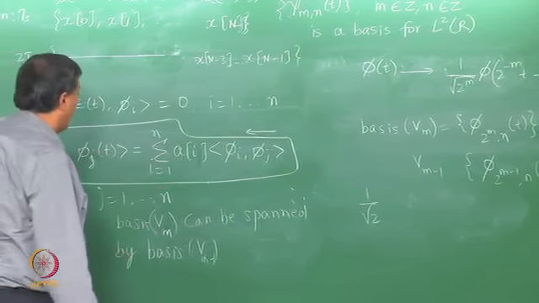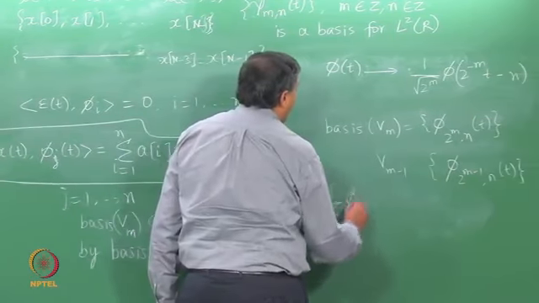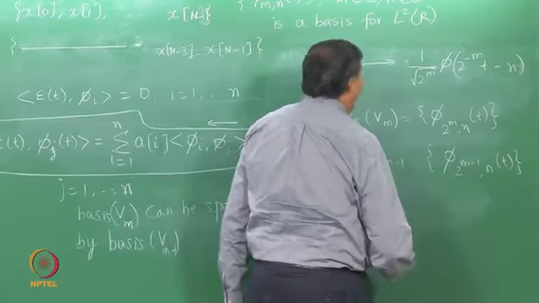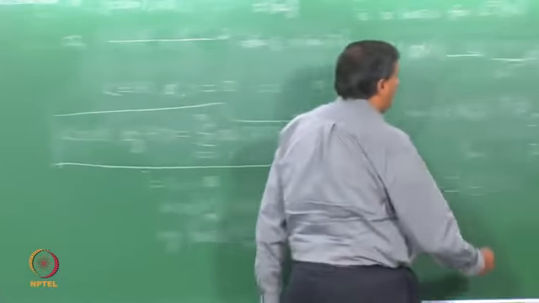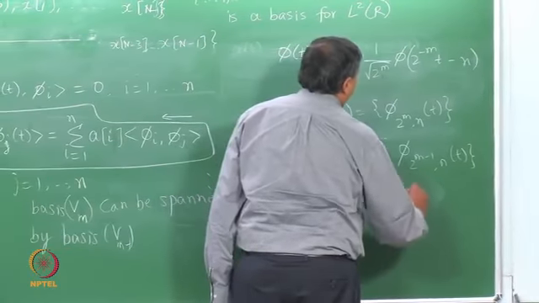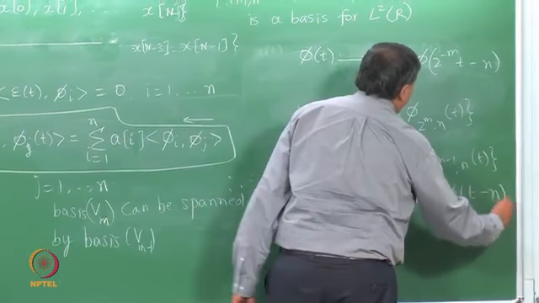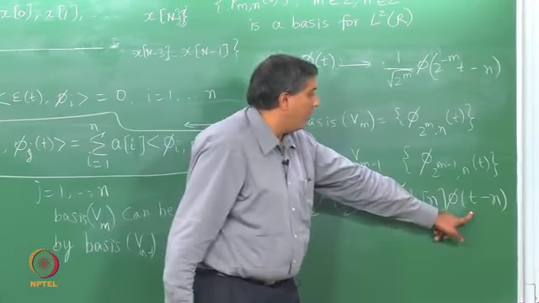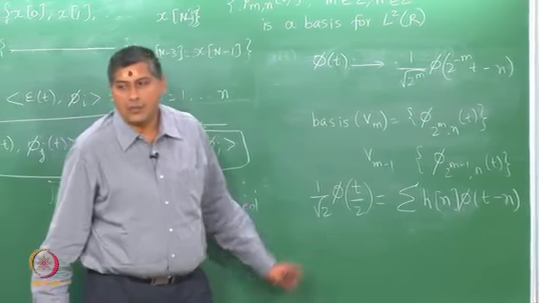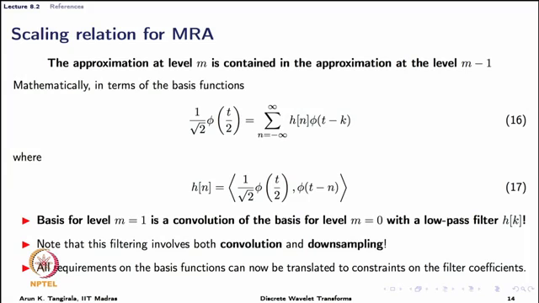I am just saying one basis function, any basis function, which is 1 over root 2 phi of t by 2, can be expressed as a linear combination of the basis for V0. The V0 basis functions are phi of t minus n, and that is what we have essentially. So, these h are the coefficients that allow me to go from V0 to V1. And how are these coefficients obtained? They are obtained by taking the inner products of phi of t by 2 with phi of t minus n. That is again by our assumption that the phis are orthonormal.